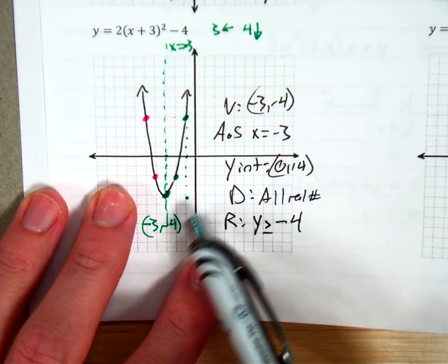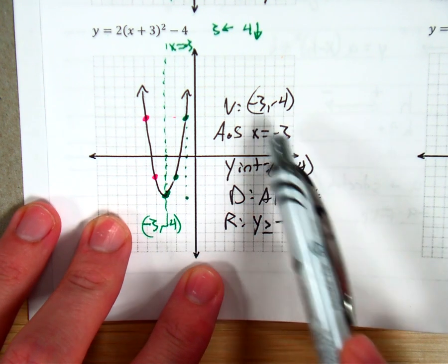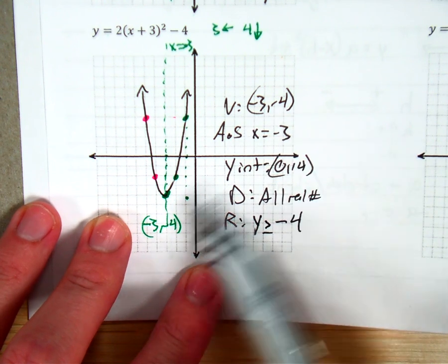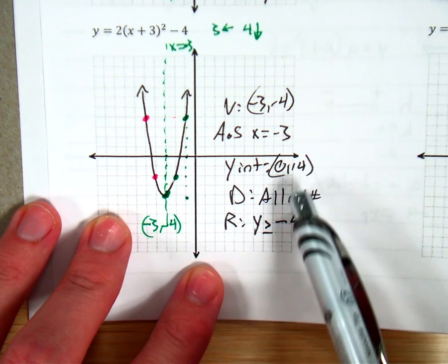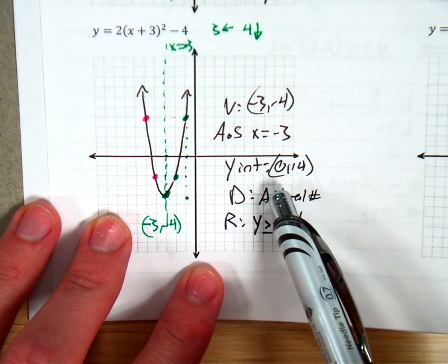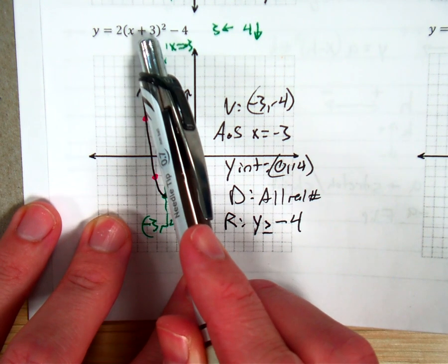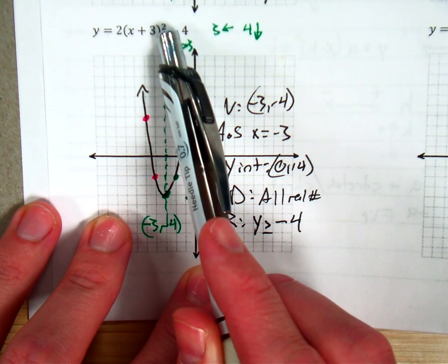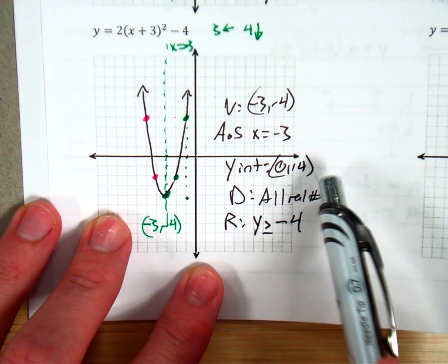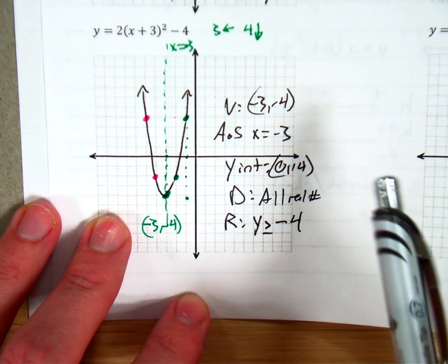Our vertex is -3, -4. Axis of symmetry should match the x number there. X equals -3. Y-intercept, again, these bottom 2 problems I didn't do a very good job of. Where the 14 is coming from: the x is always 0, so we're going to throw a 0 in there. 0 plus 3 is 3. 3 squared is 9. Times 2 is 18. Minus 4 is 14. So that's where that's coming from. On an assessment, it should be nice when it cuts right through.